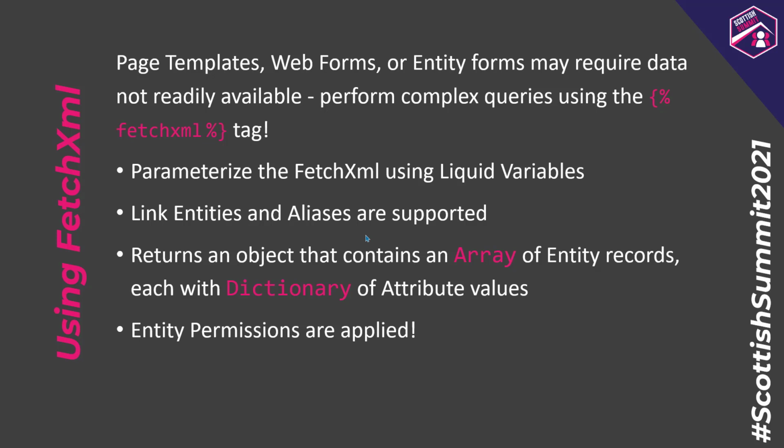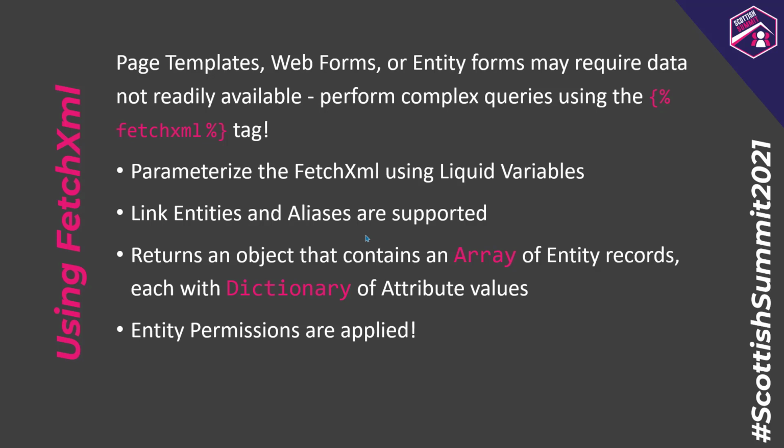So you might be doing some really complex queries that aren't supported in the out-of-the-box tools. And what it returns is where we tie it back to our data structures, data lists. It returns, and I'm going to make sure I get this right, an object that contains an array of entity records, each with a dictionary of attribute values. So I've got my rows and my columns coming back from my query. And that's where we're populating the arrays and dictionaries that we looked at previously, using a FetchXML query.